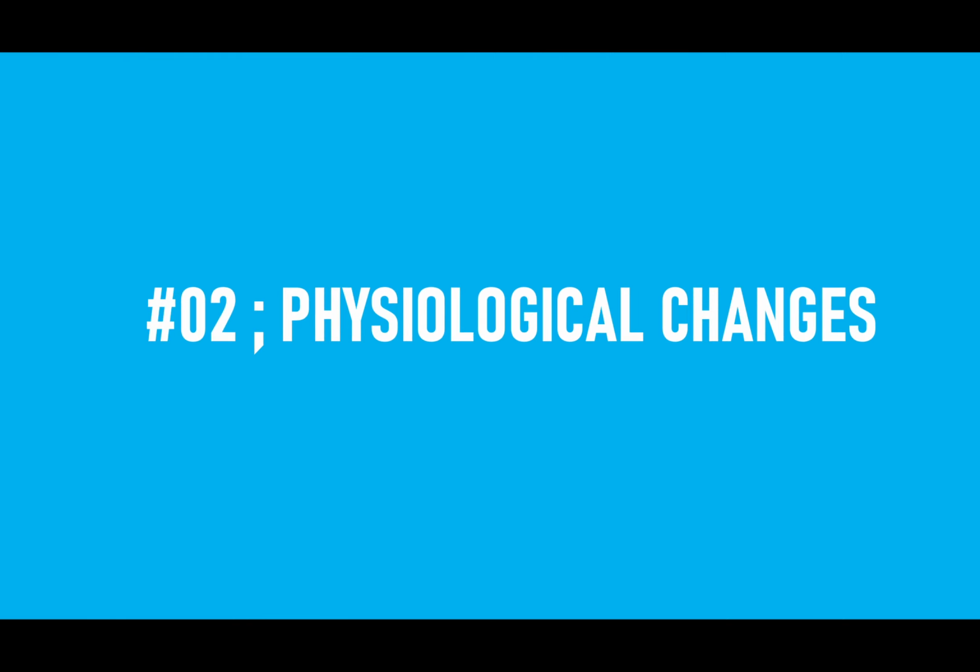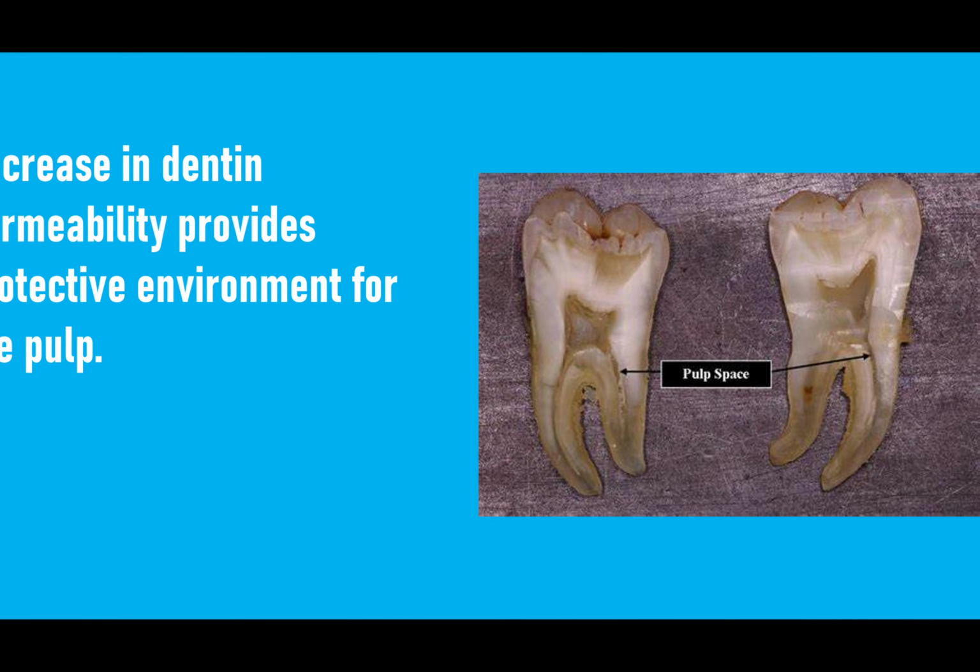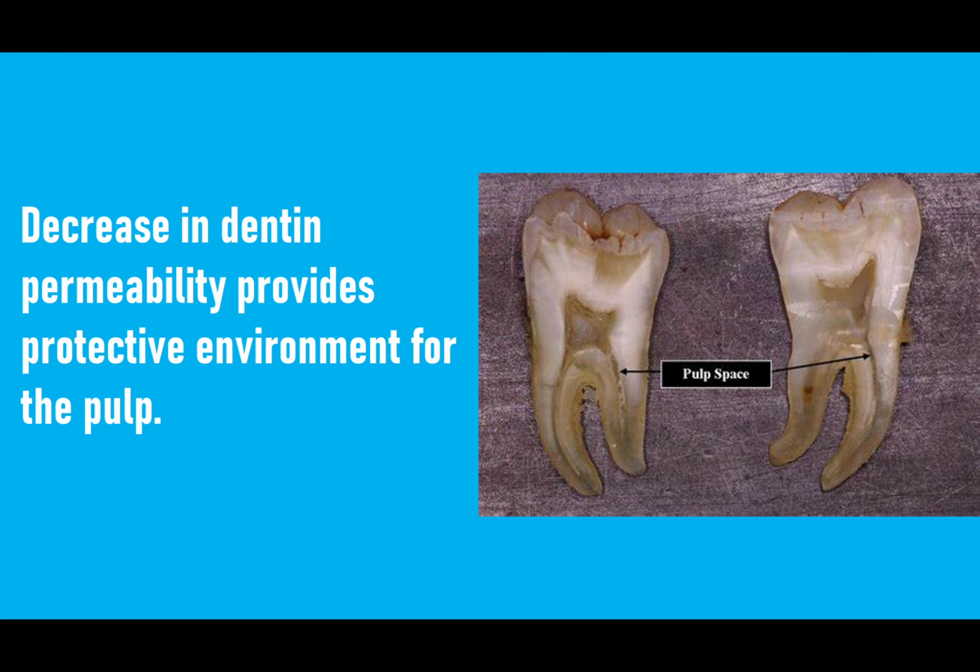Going towards the physiological changes that happen in the pulp with age, number 1 is a decrease in dentine permeability, which provides a protective environment for the pulp. It has an advantage that decreased dentine permeability provides a protected environment for the pulp, but the decrease in dentine permeability is because of continued secondary dentin deposition, and that may be calcifications or dystrophic calcification that may be the cause, but overall with age it results in decreased dentin permeability that provides a protective environment for the pulp.